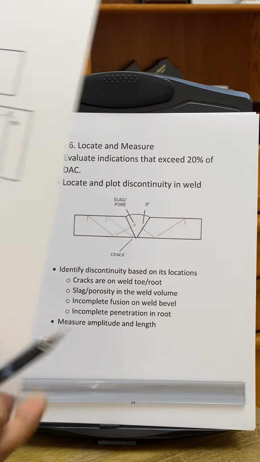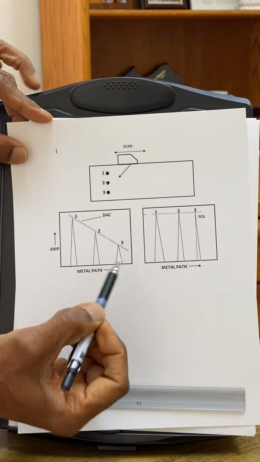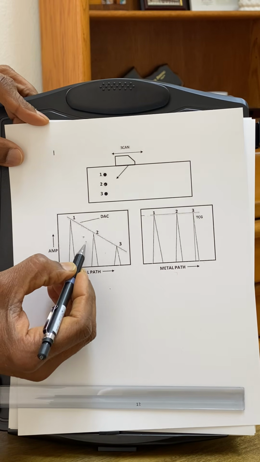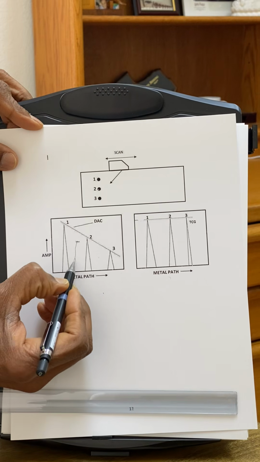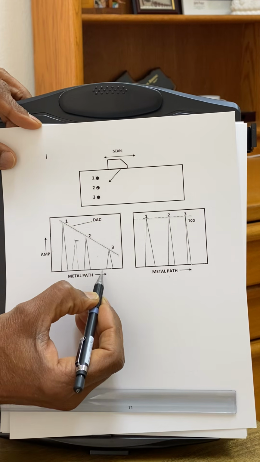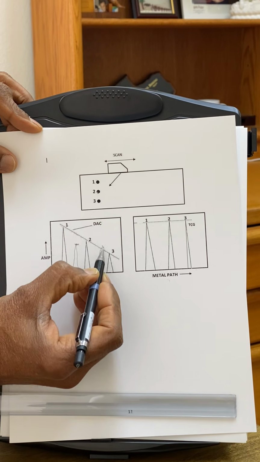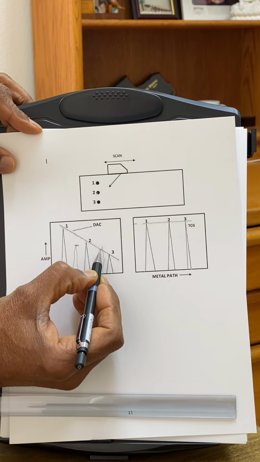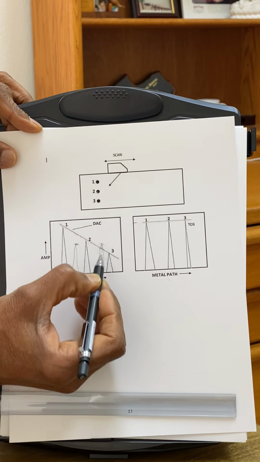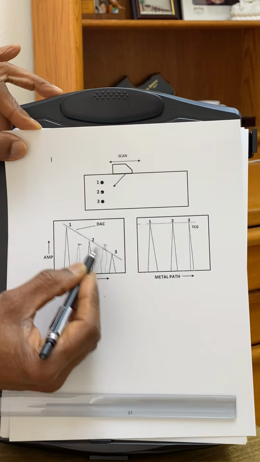And here, if the indication is, let's say here, for example, the signal is up to here, then we'll call it about 70% of the DAC. Okay, so let's say the signal is here. So this signal is 70% of the DAC. DAC is here. Now, if there was another signal which is the same amplitude here, then this signal is not 70% DAC. This is actually more than 100% DAC, because this is a DAC line. So this will be about 120% of the DAC. So then we measure the amplitude relative to the distance amplitude curve.